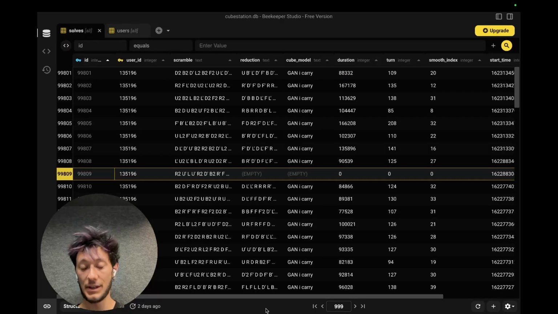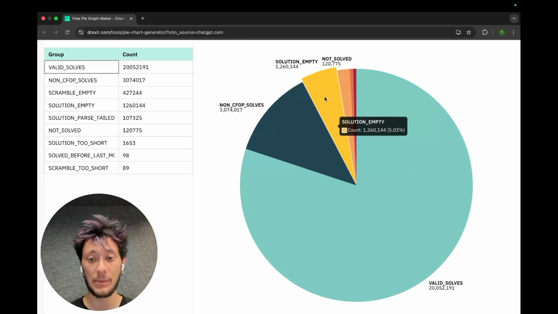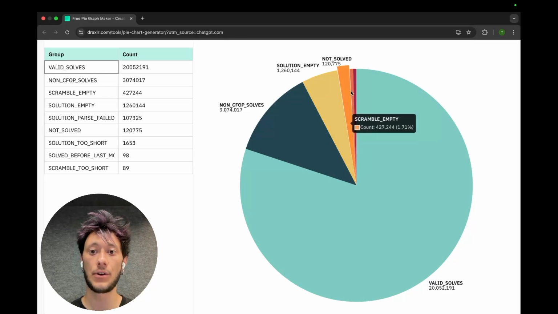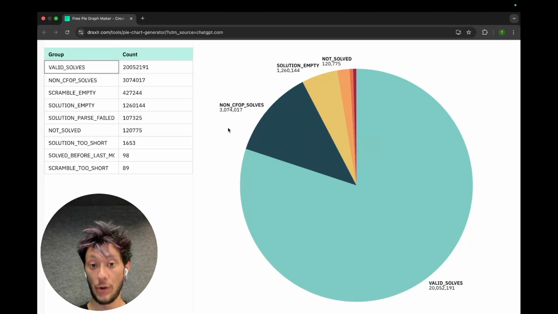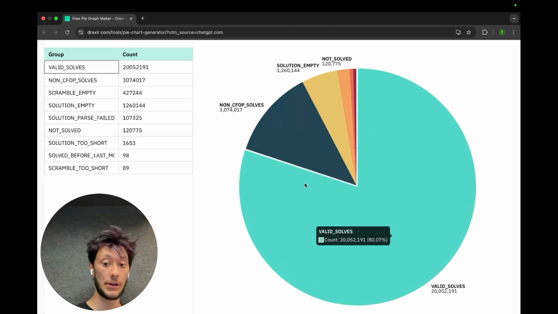Some of the solves have empty solutions, scrambles that are too short, or unrealistic solve times. That's why we need to filter them out first. After that, we nearly lost 8% to empty solutions, empty scrambles, or invalid solves. We also filtered out over 12% of non-CFOP solves, like RU or ZZ, that we don't want to consider in our statistic. This leaves us with around 20 million solves, which we can extract information from.